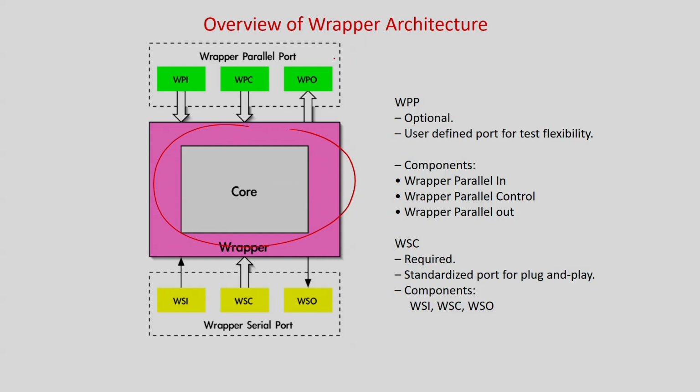Basically we have WPP, which is called the wrapper port. These are ports which have parallel access. WPI is wrapper parallel in, parallel out, and parallel control. Control means which of the lines you want to have in test mode, and which pins you want in functional mode, and so forth. Just like in a scan chain we have seen test mode and working mode. That is control. The wrapper parallel port is optional, and is there to speed up your testing requirements.